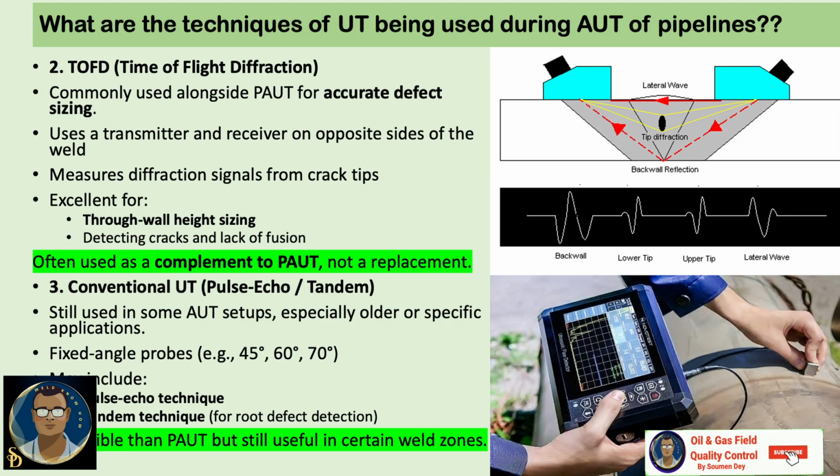Now we will have two probes to decide TOFD technique, time of flight diffraction, commonly used alongside PAUT for measuring the defect size accurately, and even for a smaller crack, TOFD is the best. Uses a transmitter and receiver on opposite sides of the weld. Measures diffraction signals from crack tips. Excellent for through wall height sizing, detecting cracks and lack of fusion. Often used as a complement to PAUT, not a replacement. It covers the weaknesses of PAUT. Where PAUT is lacking, that area is covered by TOFD. That's why it is being used together.